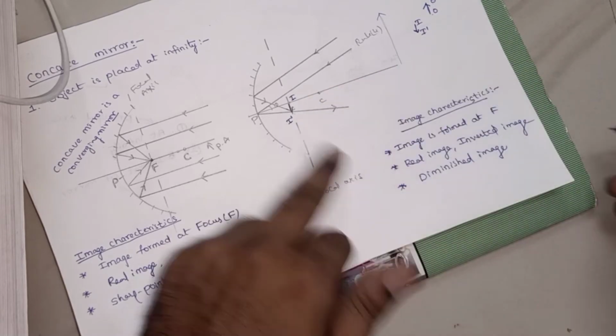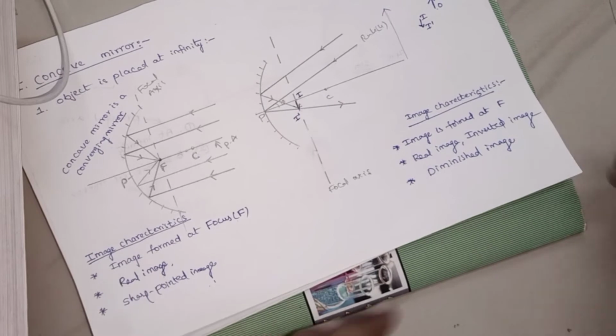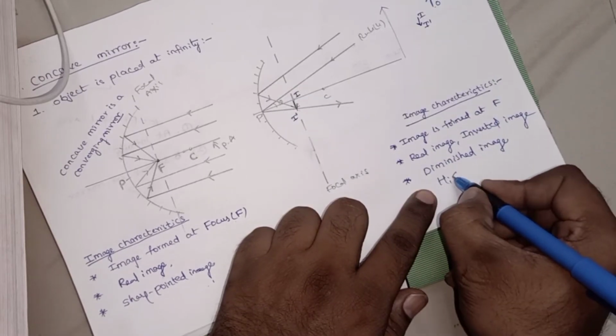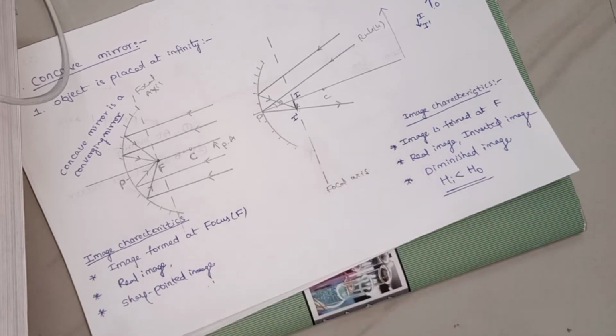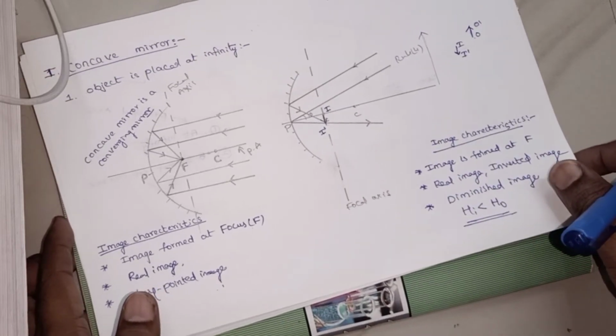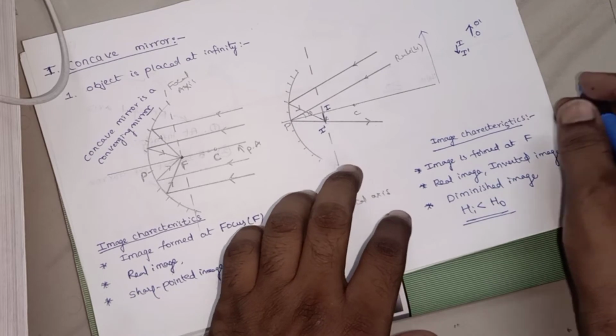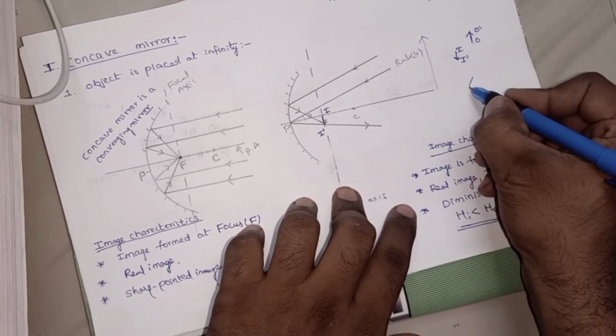Because of that reason, I consider this a diminished image. So the height of the image is less than the height of the object. These are all the image characteristics when we place the object at infinity. And in another manner also you can draw the ray diagram.